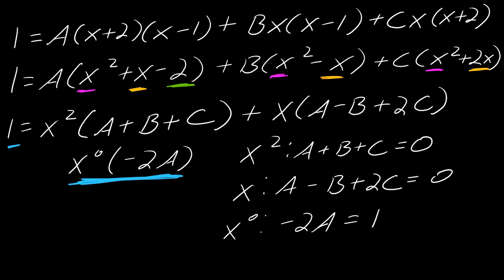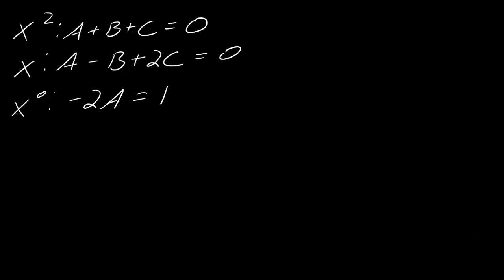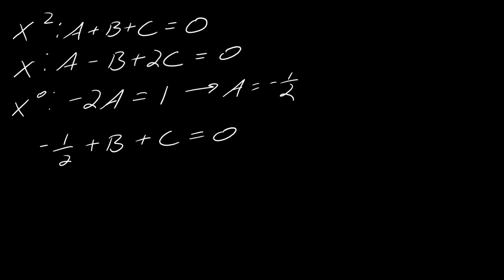And now I've got this system, so now I want to go through and solve it. So let's make some space. Okay, so this is now effectively a system, and so I'm just going to go through and solve for each one of these letters. So a is obviously going to be negative 1/2. Okay, so now I'm going to plug this negative 1/2 into these equations up here. So let's see, I'm going to have negative 1/2 plus b plus c equals 0, and negative 1/2 minus b plus 2c equals 0.